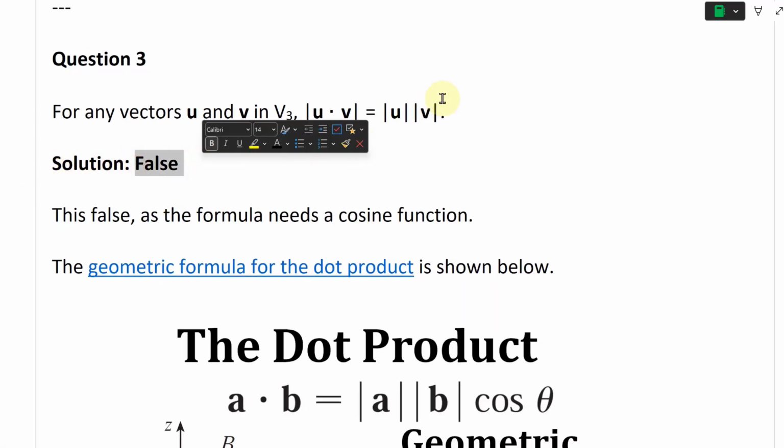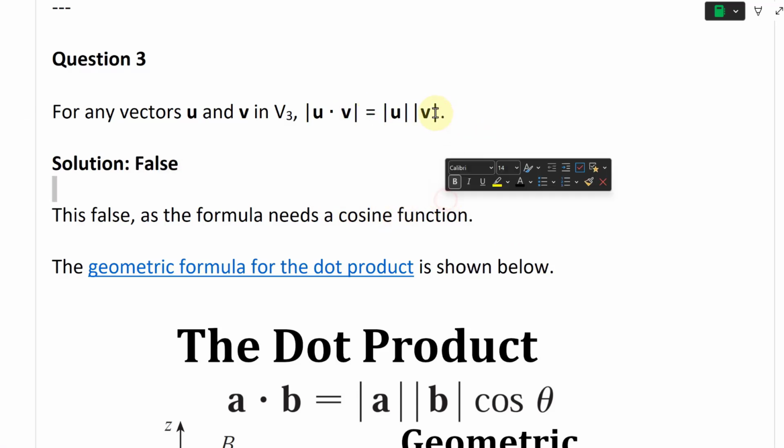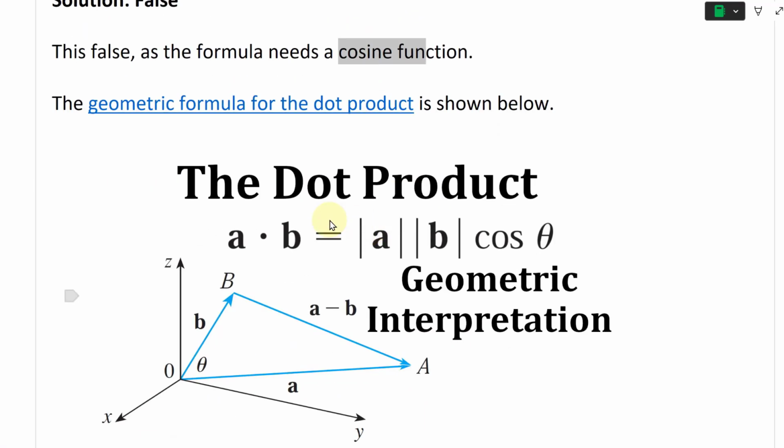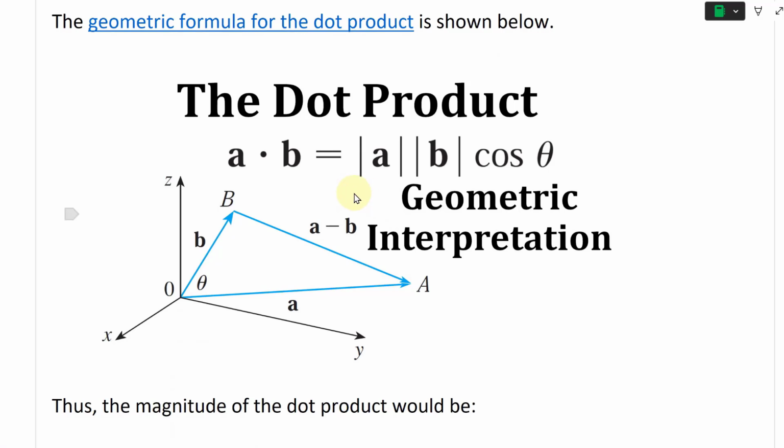This is false, and the reason is this is just the dot product geometric formula, but there should be a cosine there. So this is false, as the formula needs a cosine function. Recall the geometric formula for the dot product. This is shown below from my earlier video. Here's just the thumbnail I made for that section's video.